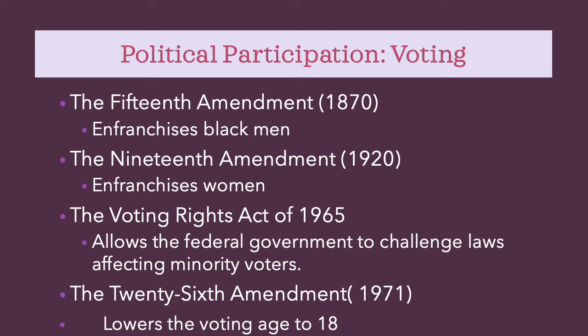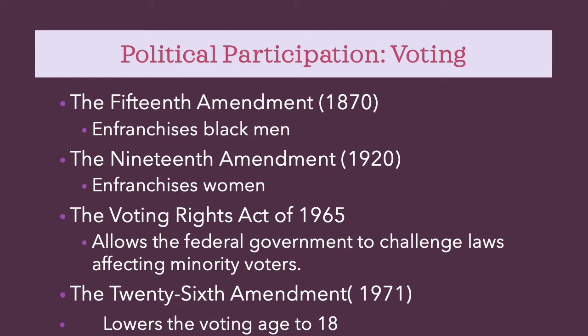So if a state had a law saying that you had to be 21 years or older to vote, those laws are now unconstitutional with the passage of the 26th Amendment. So it really allows all people who are 18 years and older to have the right to vote.